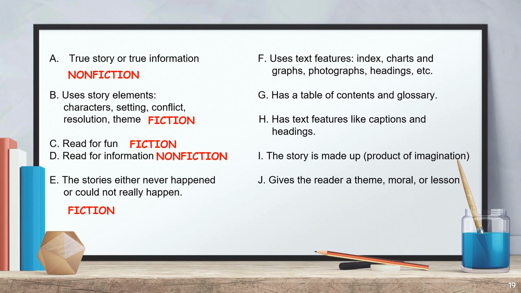So for example, you saw an elephant flying. Do you think that is nonfiction or fiction? Of course that is fiction. So things either never happened or could not really happen because in real life, we know that an elephant cannot fly. Now for letter F, they use text features like the index, charts and graphs, photographs, headings, etc.